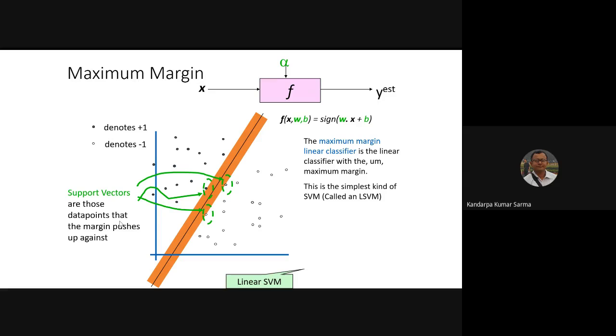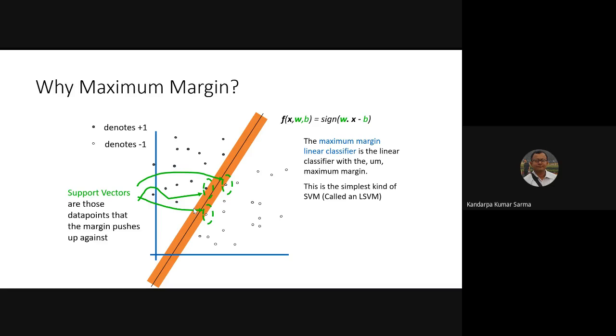So how to build that part is guaranteed by the support vectors that are generated for each of the classes, and that will guarantee the maximal margin, maximal separability. So why do we need maximum margin? The maximum margin linear classifier is the classifier with the greatest margin separation, and this one is the simplest of the support vector classifiers, called LSVM.